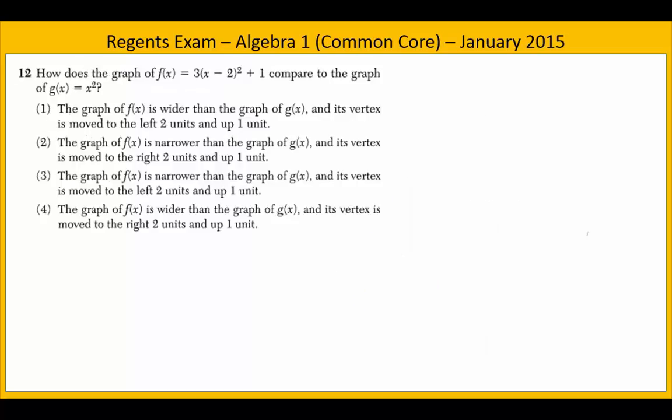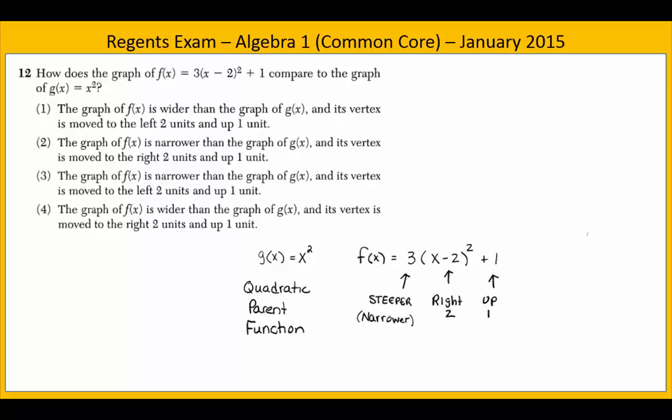In exercise 12, we're given 2 functions, f of x and g of x, and we're asked to compare them. g of x equals x squared, the quadratic parent function. f of x equals 3 times (x minus 2) squared plus 1. In this case, there's some stretching and some shifting going on.